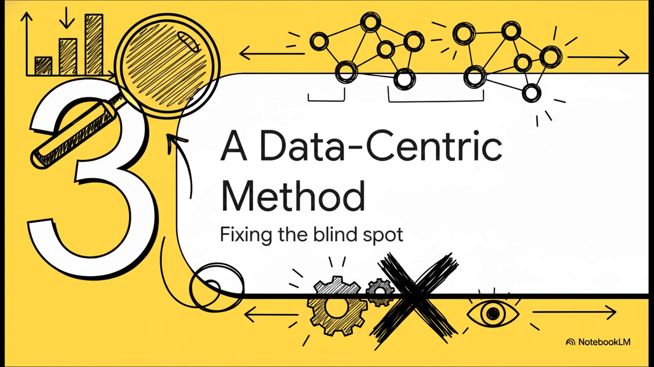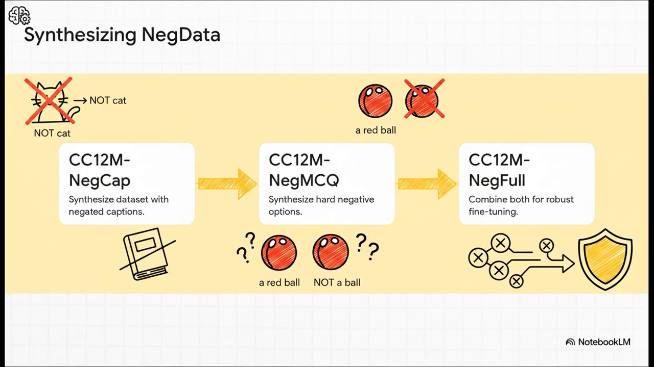Having diagnosed the problem, let's unpack how they try to solve it in Section 3, a data-centric methodology. The researchers figured out pretty quickly that if your training data doesn't explicitly teach negation, the model simply won't learn it. So they decided to augment the famous Conceptual 12M dataset. They injected millions of synthetic negation examples to create CC12M-NegCap for standard retrieval tasks.